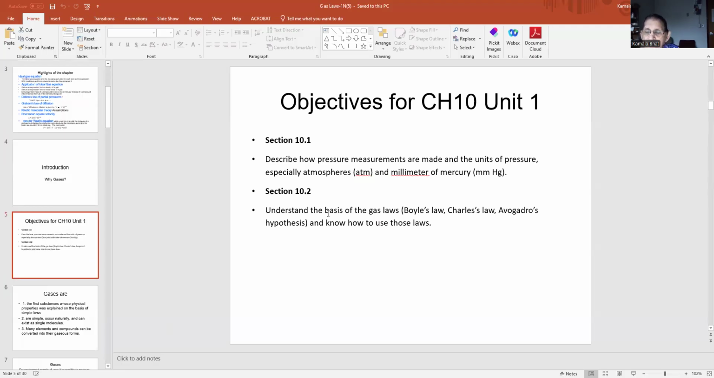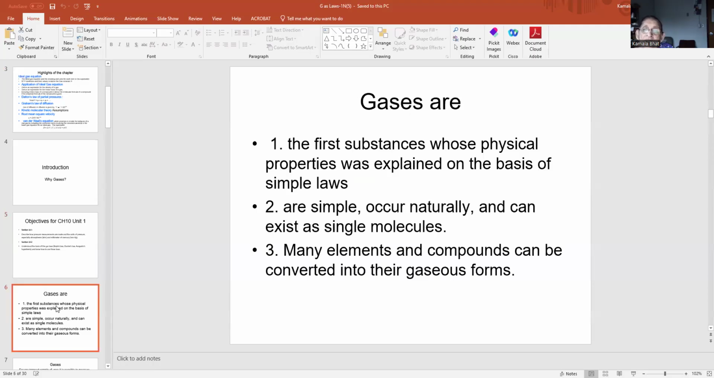Describe how pressure measurements are made and how the units of pressure, especially atmosphere and millimeters of mercury, are used. The second section deals with the basics of gas laws: Boyle's law, Charles' law, Avogadro's hypothesis, and how to use those laws. So the highlights from the first part of the objectives are given.